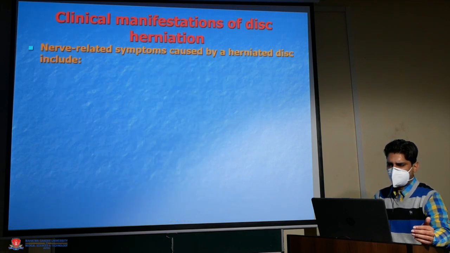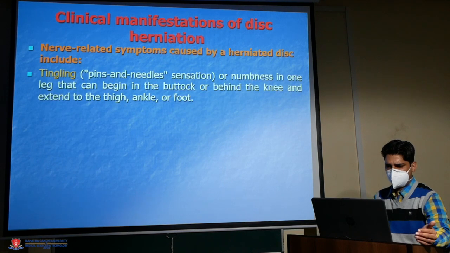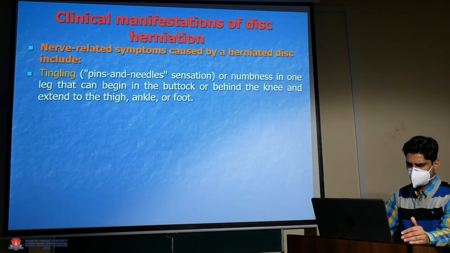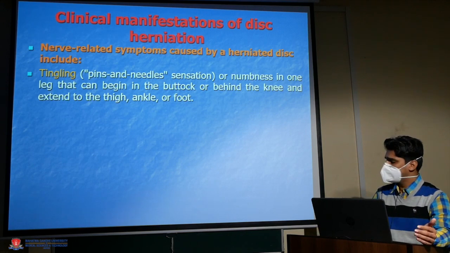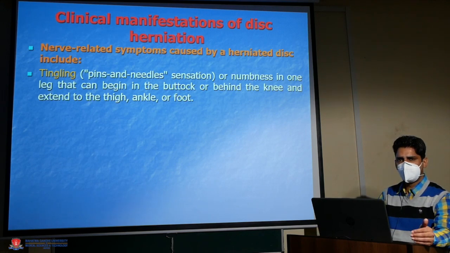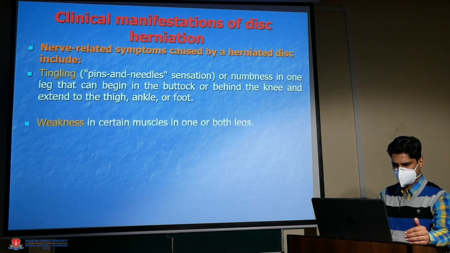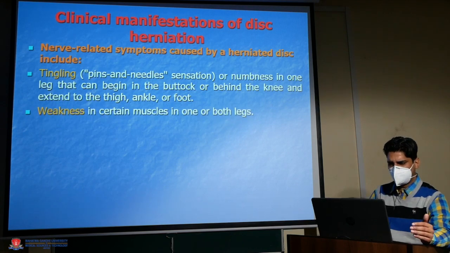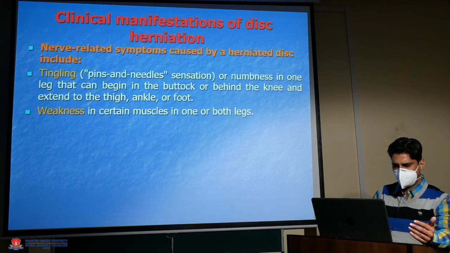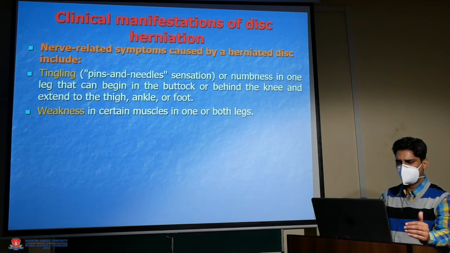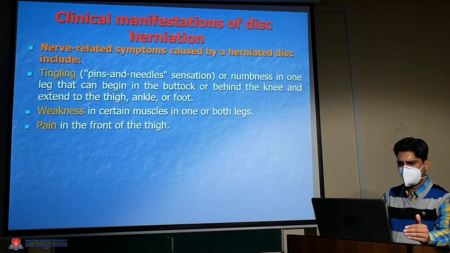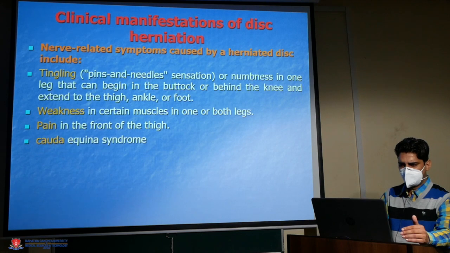Nerve-related symptoms caused by a herniated disc include tingling, a pins and needles like sensation, or you can say numbness in one leg that can begin in the buttock or behind the knee and extend to the thigh, ankle or sometimes the foot. Weakness in certain muscles which are compressed by the disc in one or both legs. Pain in front of the thigh. Cauda equina syndrome we have discussed.